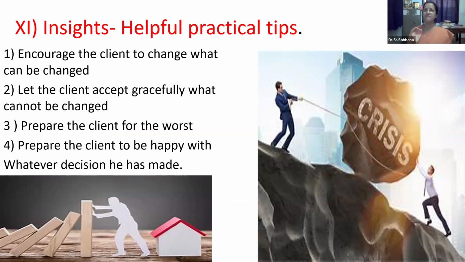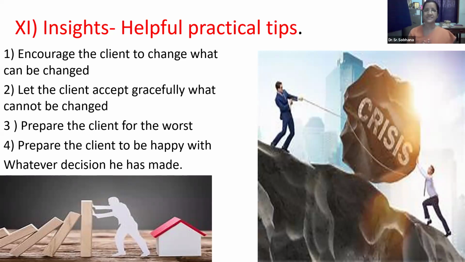insights, helpful practical tips. First and foremost, encourage the client to change what can be changed. So the most important is to encourage the client to change what can be changed. Second, let the client accept gracefully what cannot be changed. I hope I did not explain all this. Then prepare the client for the worst. Prepare the client to be happy with whatever decision he has made.